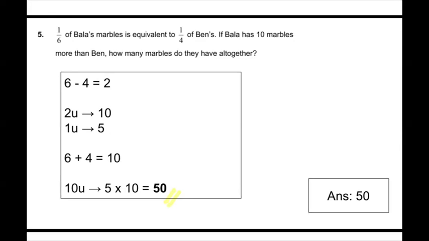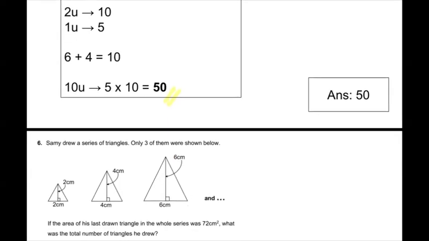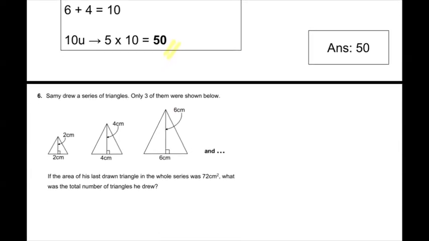Now next question, question number 6. Now Sammy drew a series of triangles. Only 3 of them were shown below. So if the area of his last drawn triangle in the whole series was 72 centimeters squared, what was the total number of triangles that he drew?